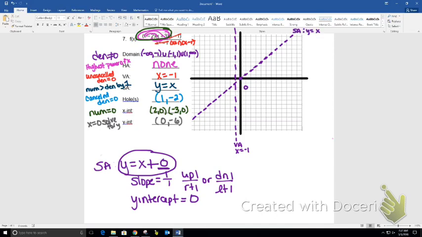So then after the slant asymptote, we're going to graph our x-intercepts. We got 2 of them. One at (2, 0), and one at (negative 3, 0). And then we got our y-intercept at (0, negative 6).